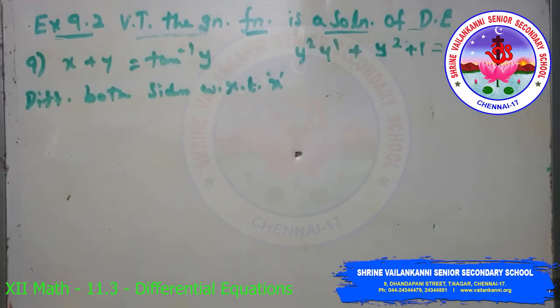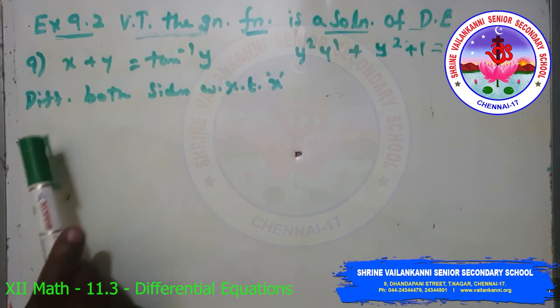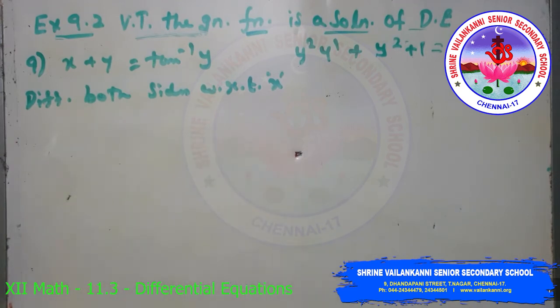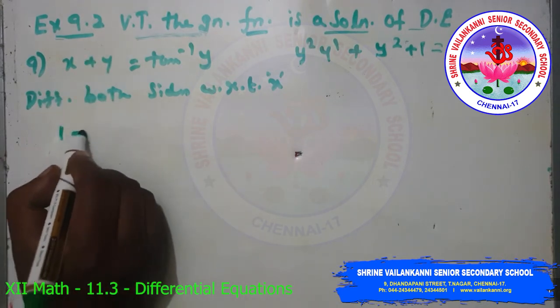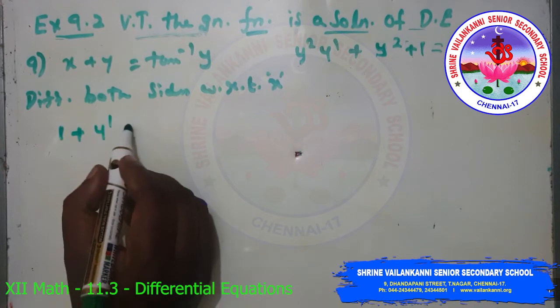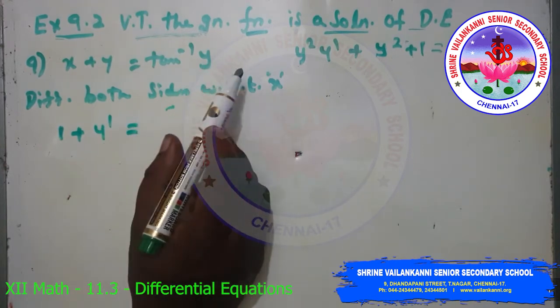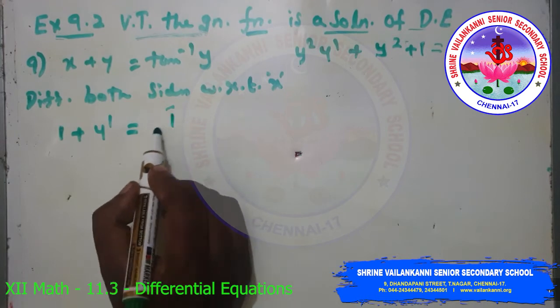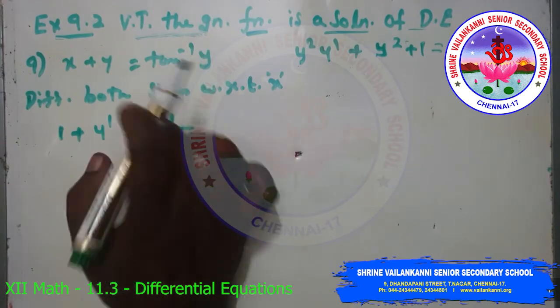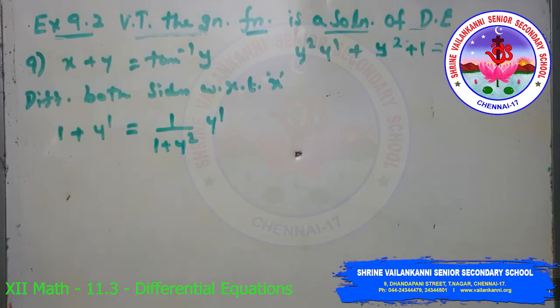9th question: x plus y equals tan inverse of y. The differential equation is y square y dash plus y square plus 1 equal to 0. Here the given equation is x plus y equal to tan inverse of y. We have to differentiate both sides with respect to x. Differentiating, we get 1 plus y dash, which is equal to d by dx of tan inverse of y, which is 1 by (1 plus y square) into y dash.